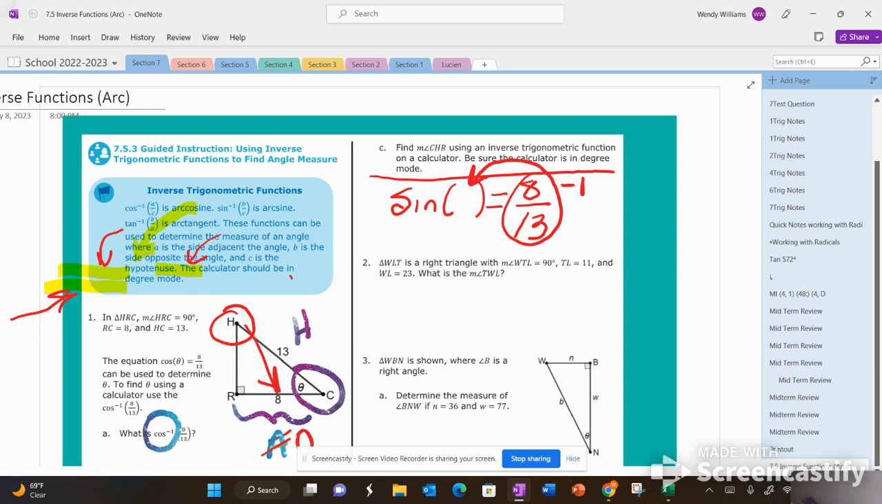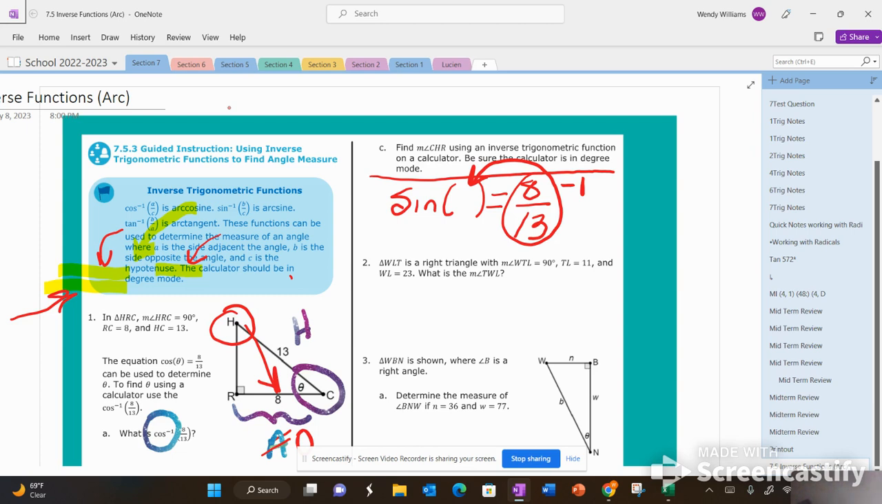All right, now they're giving me triangle WLT is a right triangle with the measure of angle WLT is 90 degrees. The distance of TL is 11, and the distance of WL is 23. What is the measure of the angle TWL?